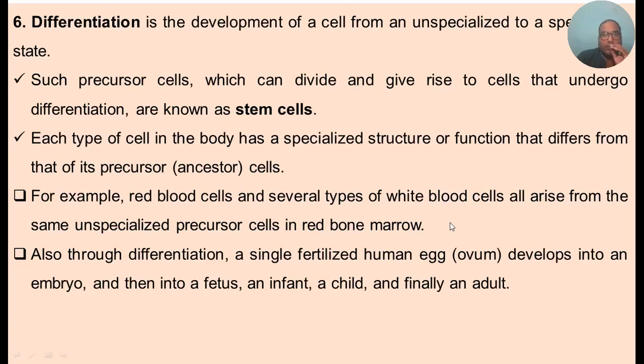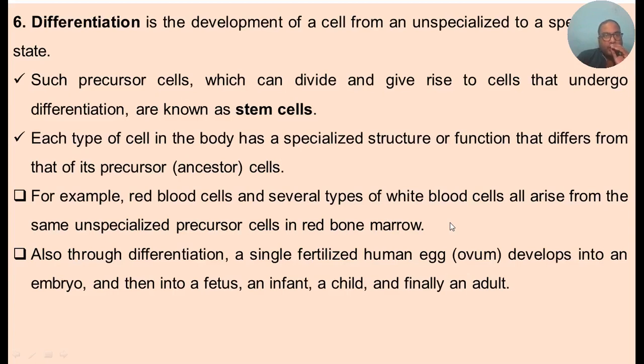Similarly, red blood cells have a specific function, as I have told. They perform the functions of transportation of respiratory gases. So these are the specialized cells, and both RBCs and WBCs arise from, are synthesized from, unspecialized precursor cells, or you can say stem cells, the cells which are present in the red bone marrow.